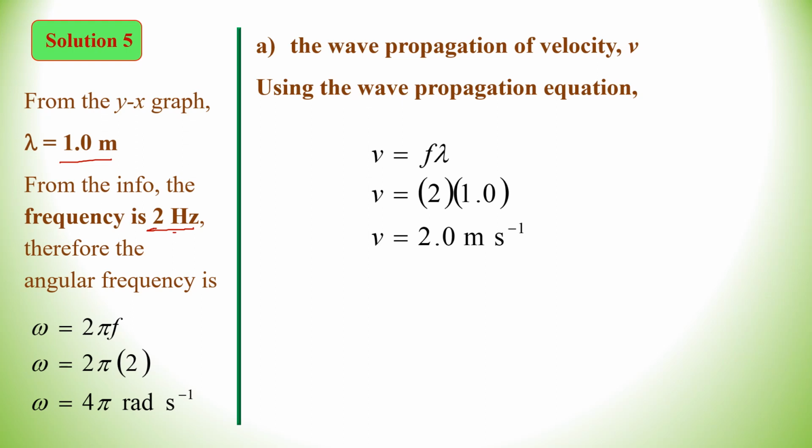Question A, we need to calculate the wave propagation velocity. For this, we need to use the formula V equals f lambda, with frequency 2 hertz and lambda 1.0 meter. So, solve it. We get the answer 2.0 meter per second. So, this is our wave propagation velocity.